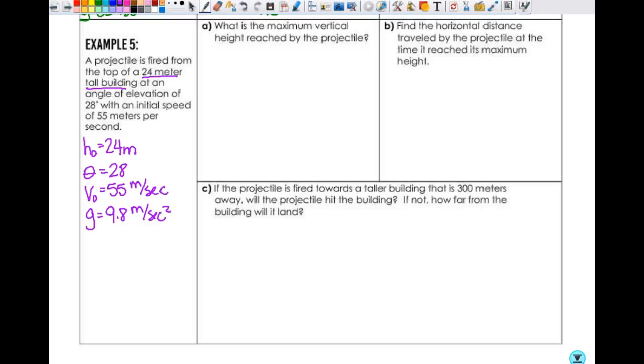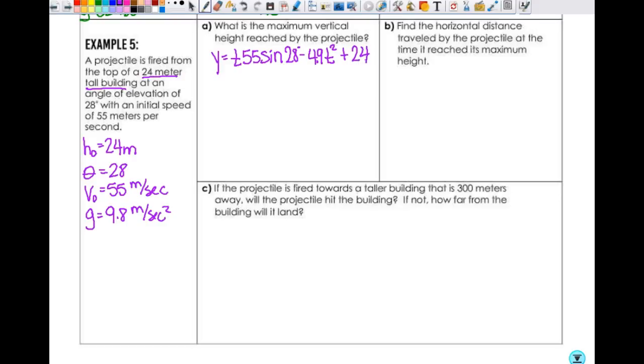In order for us to figure that out, we have to have the y equation. So we get y equals t times the initial velocity of 55 times the sine of the angle, which is 28 degrees, minus half of the gravitational constant. Half of 9.8 is 4.9. I'm just going to go ahead and write that down instead, times t squared plus 24.